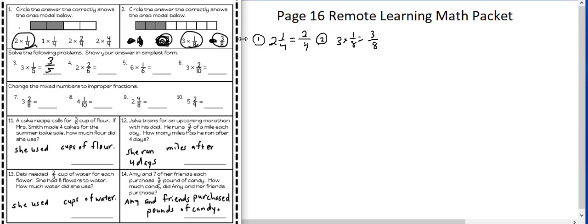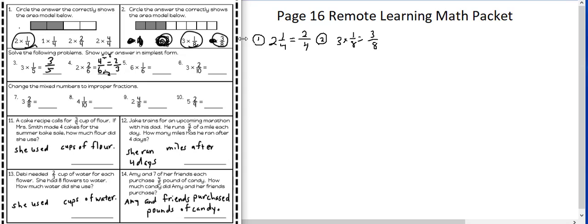2 times 2/6. So we start 2 times 2. That would be 4. 6 stays the same here. But now we can divide. These are both even numbers, so we can divide them both by 2. 4 divided by 2 equals 2. 6 divided by 2 equals 3. So in simplest form, it would be 2/3.